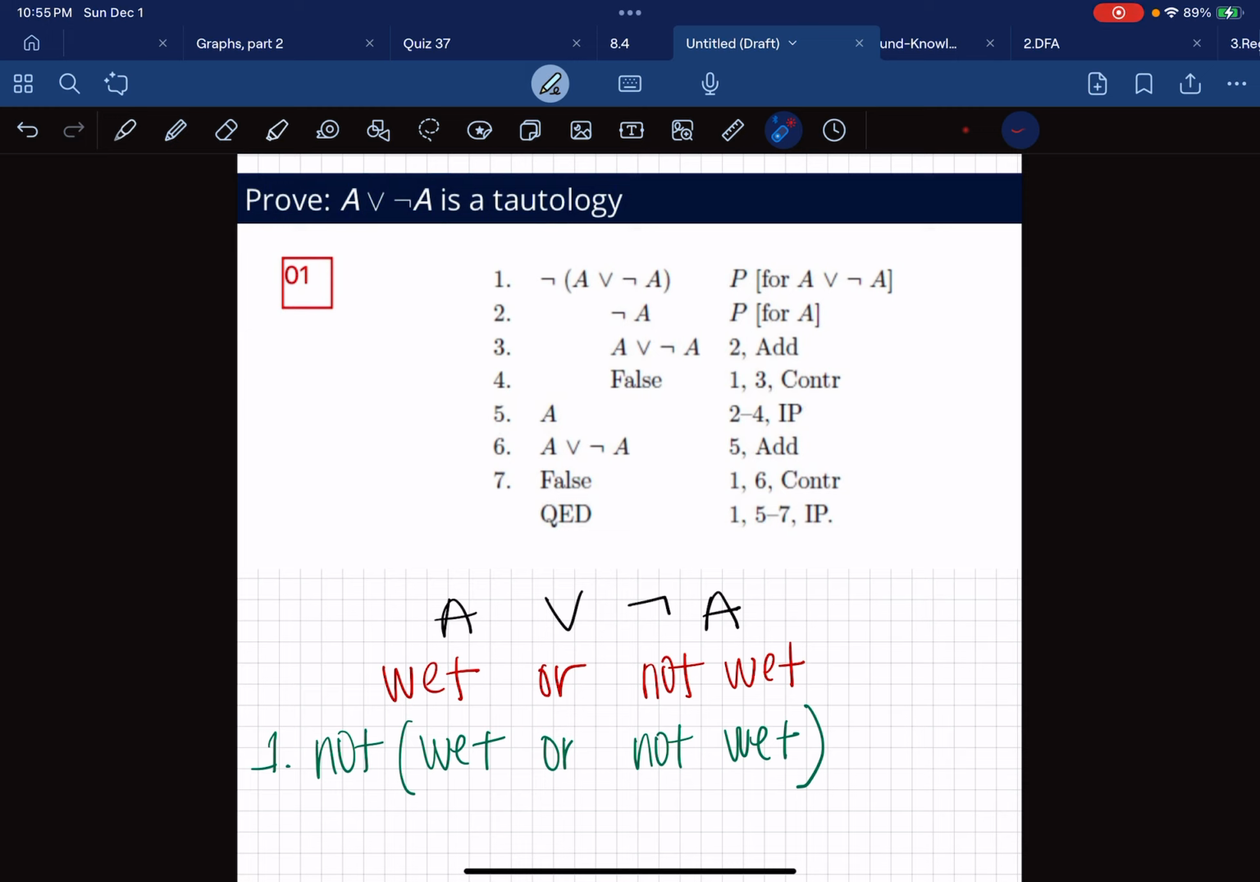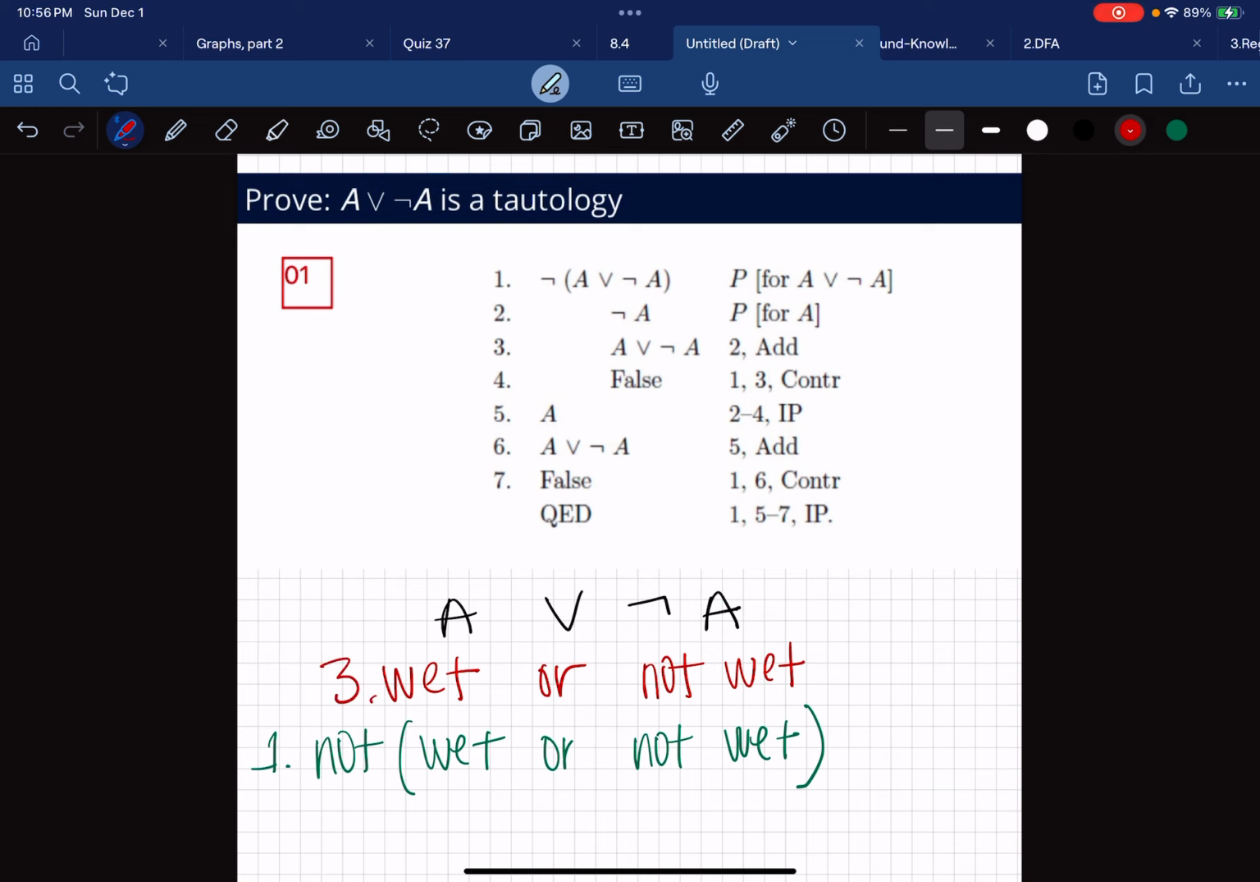Now we look at line number 4, and line 4 says that it's false. We can say that this is false because if we look at line 1 and line 3, they're contradicting each other. So it's false. And we're going to use a real-life scenario. Here we have line 1, and this is line 3.